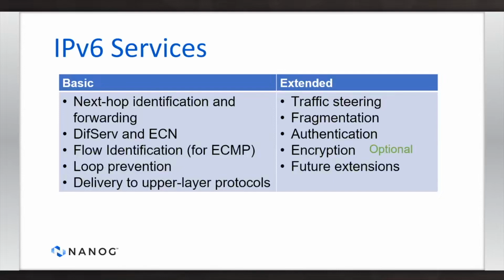Loop, well, it's not so much loop prevention, it's a certain amount of looping can go on in either IPv4 or IPv6, but it can't go on forever. So we'll call it loop prevention. And delivery to upper layer protocol. Those are all the basic services. There are also some extended services: traffic steering, fragmentation, authentication, encryption, and extensions that may come in the future. These are all optional. Every packet, IPv6 will deliver basic services to every packet, but extended services only to the ones that have extensions in their header to request them.